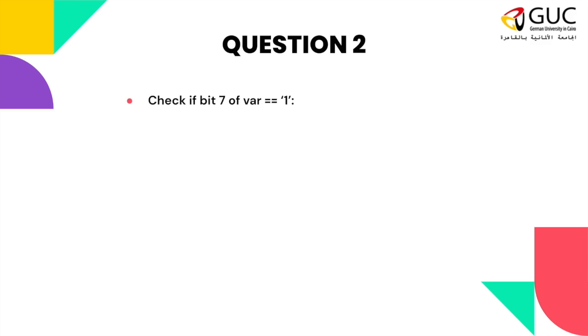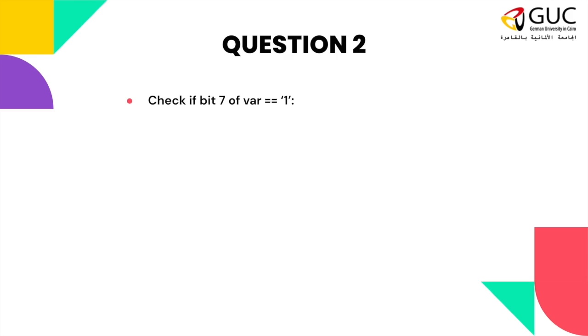Now we'll move to a different operation, and now we are trying to check the bits. We are not trying to write or modify the bits. We want to actually isolate a bit and check its value, or exclude a bit and check its value. But actually the word isolate makes more sense. We want to isolate a bit and check its value. So check if bit 7 of var is equal to 1.